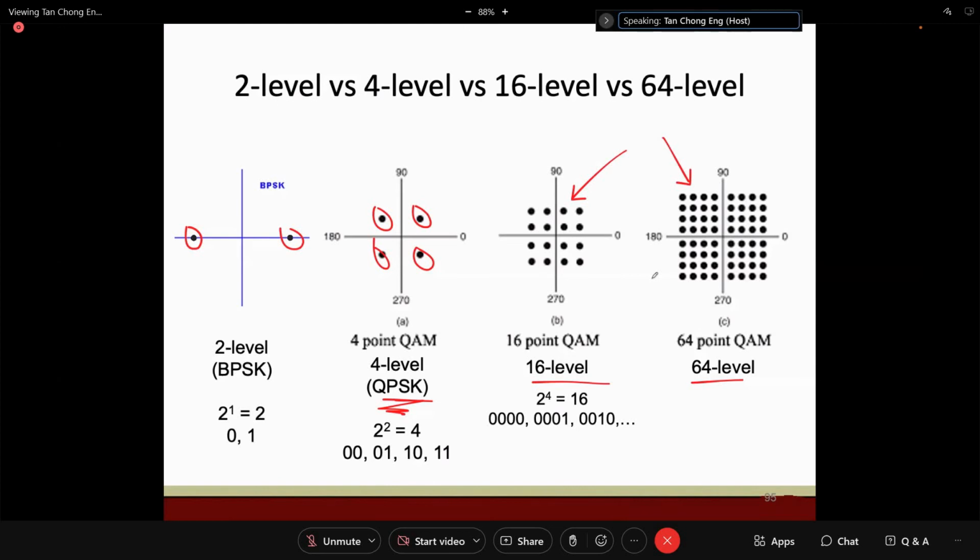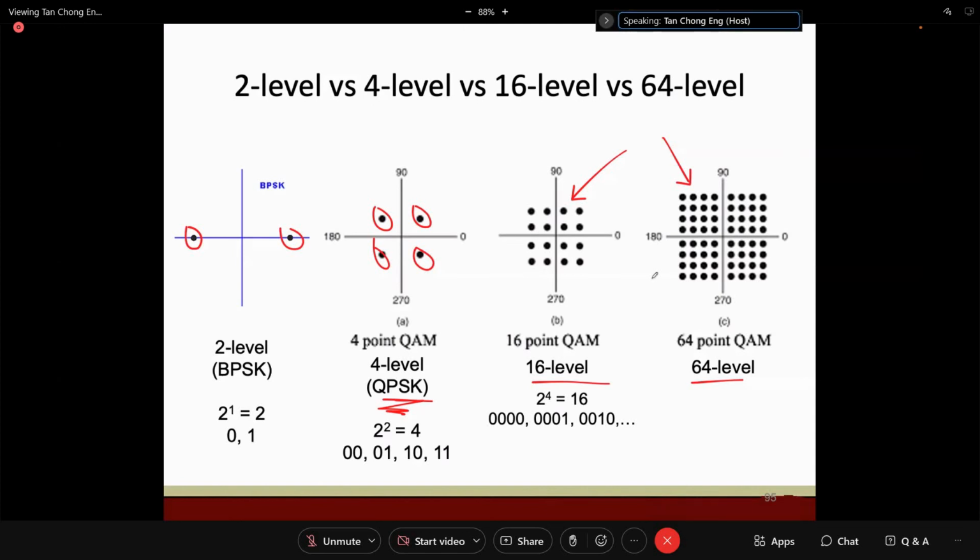But of course, when these levels get too near to each other, they can get confused. When they get too near, noise comes into the picture, and noise is going to disturb them. So you will have errors. The chances of having errors at 64 levels are higher than at 16 levels, and the chances of error at 16 levels are higher than at 4 levels. And the chances for 4 levels to experience error are higher than for 2 levels.